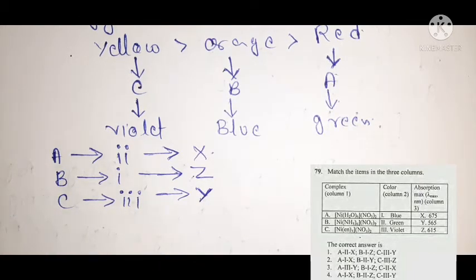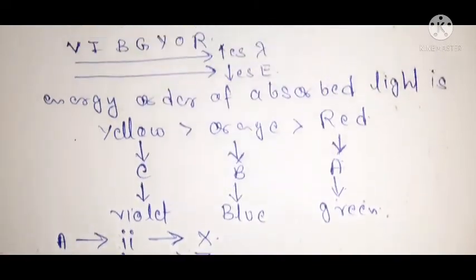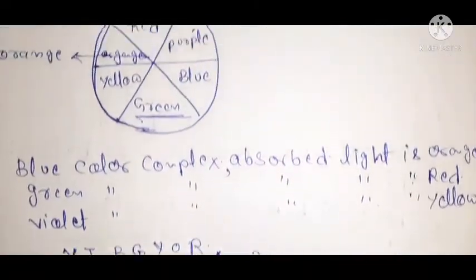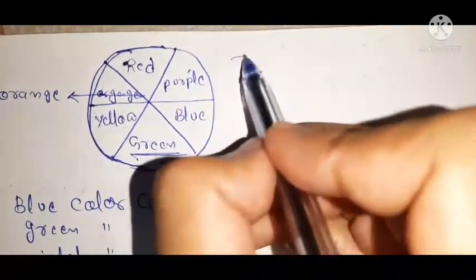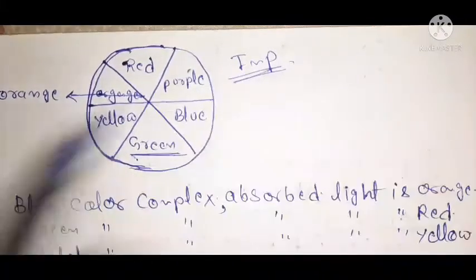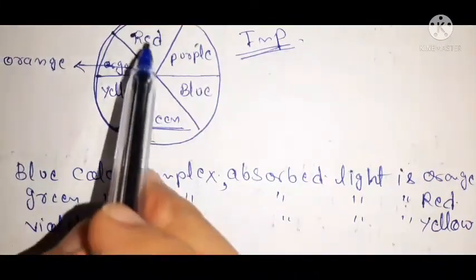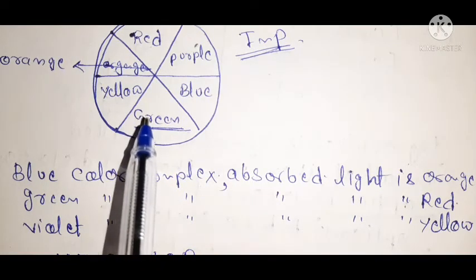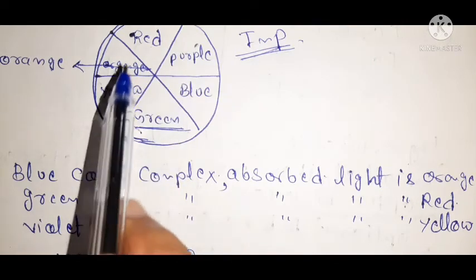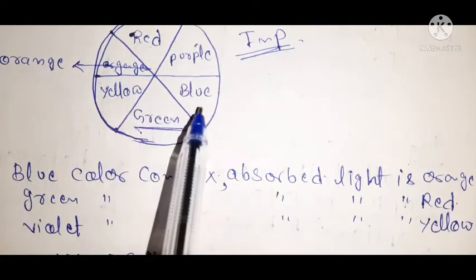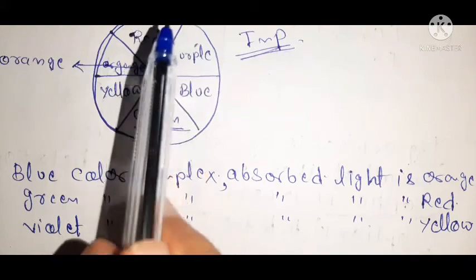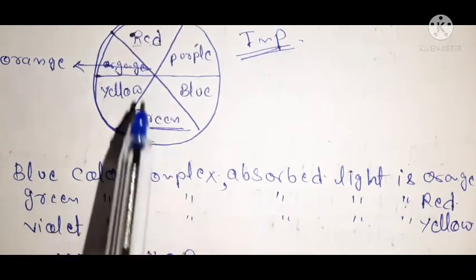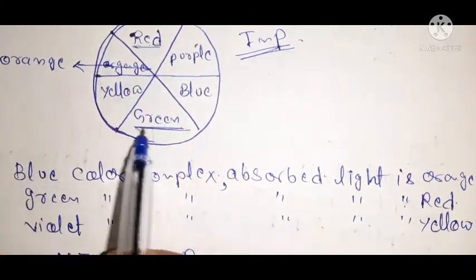Understand friends? Okay, so see once again, this is your color wheel. This is an important concept friends, this color wheel. These are the opposites, which are complementary to each other. Red and green are complementary to each other, yellow and purple are complementary to each other, orange and blue are complementary to each other.